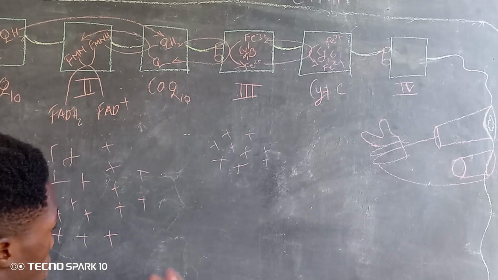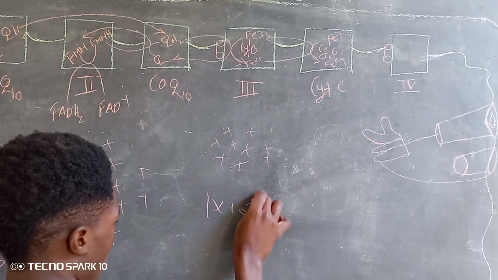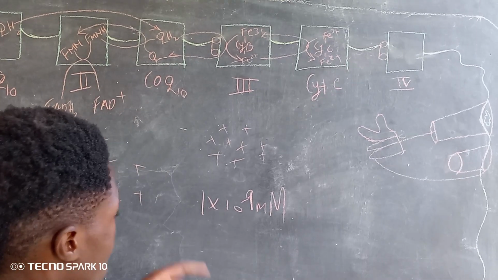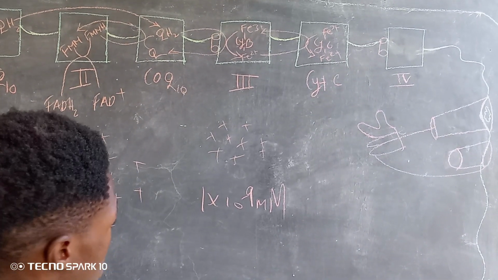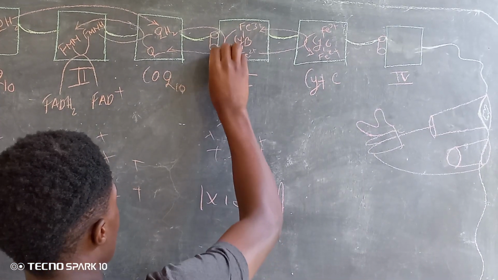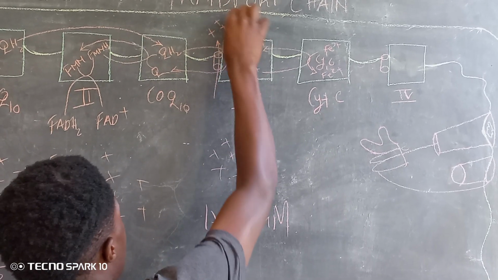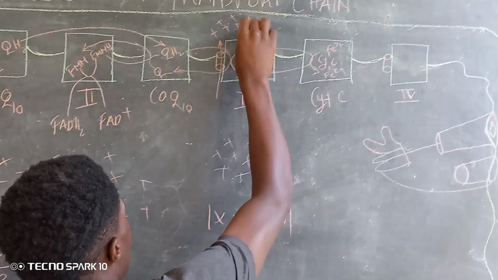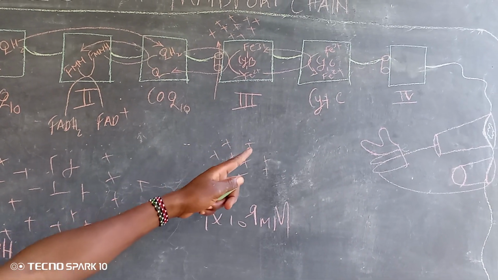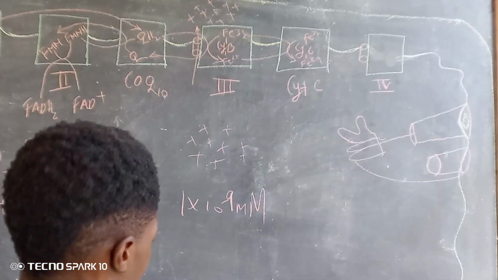Yeah, so the concentration here is estimated to be something like 1 times 10 to negative 9 millimolar. So there's a concentration inside the matrix of the mitochondria. So this energy is going to be used to pump protons from inside to the intermembrane space. So we are going to have protons outside there. Now, here's cytochrome C. Cytochrome C is going to pass the electrons to complex 4, right?